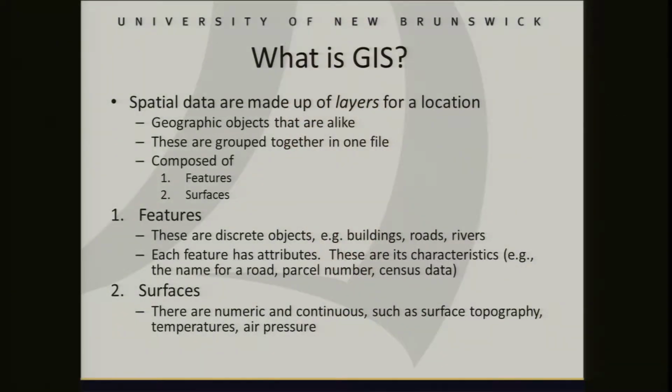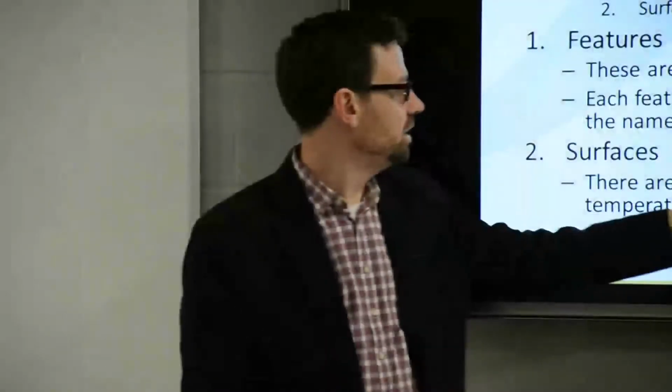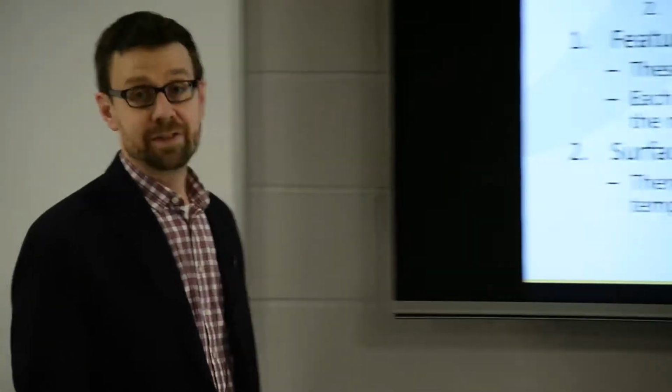So getting to your question of the raster, spatial data are made of layers for locations, and these are composed of two different things, either features or surfaces. Features are discrete objects: buildings, roads, rivers. Each feature has an attribute, the name for the road, parcel number, census data associated with it. Surfaces, this is the raster base. They're numeric and continuous, such as topography, temperature, air pressure, air pollution.